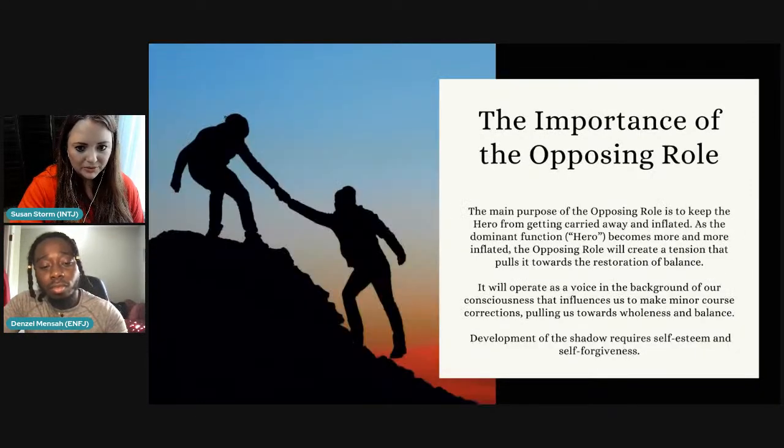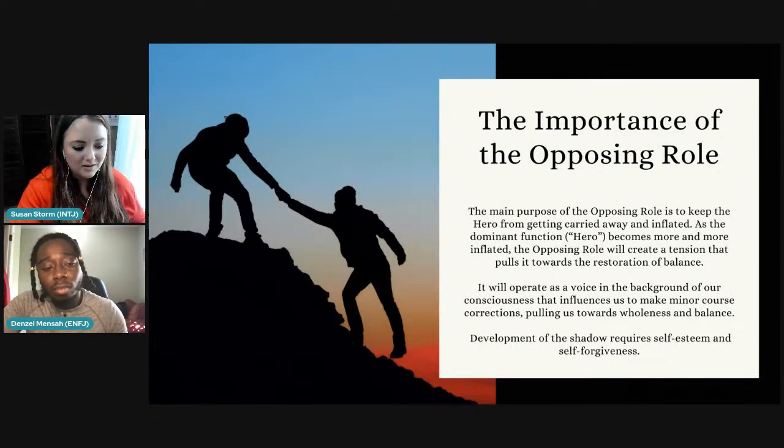All right, so the importance of the opposing role. Last week, we talked a lot about the negative ways that this can show up. The main purpose of the opposing role is to keep the hero, your dominant function, from getting carried away and inflated. As the dominant function, hero, becomes more and more inflated, the opposing role will create a tension that pulls it toward the restoration of balance. It will operate as a voice in the background of our consciousness that influences us to make minor course corrections, pulling us towards wholeness and balance.